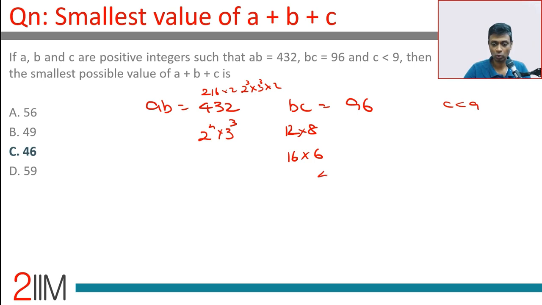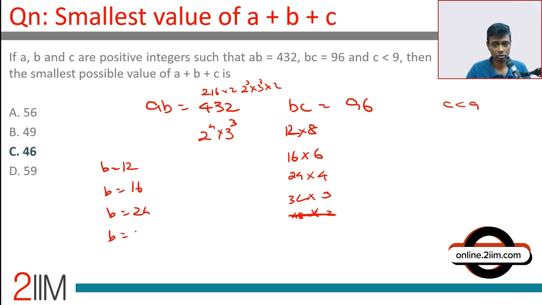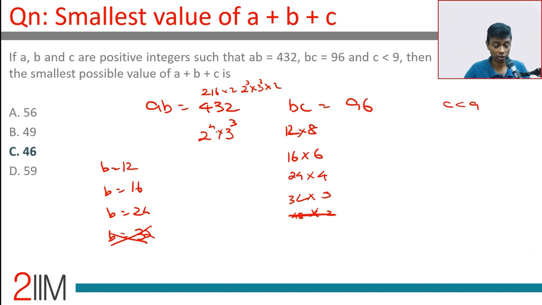4, 5 won't work. 4 into 24. 3 into 32. 2 into 48. 1 into 96 I think is outlandish. Even this we don't need to worry about. It's one of these four. And whichever one works. So if B is 12, B is 16, B is 24, B is 32. B cannot even be 32, that is 2 power 5, only 2 power 4 into 3 cube.